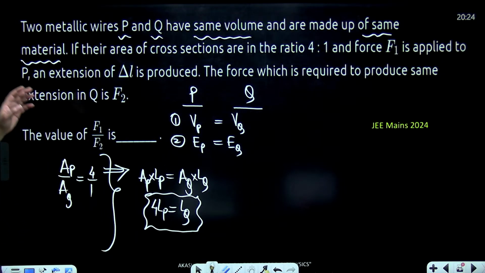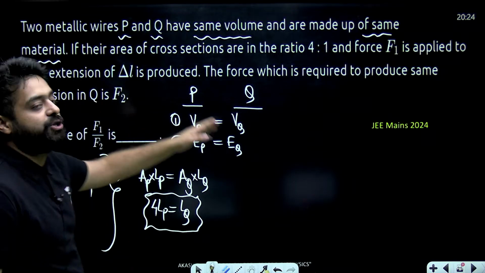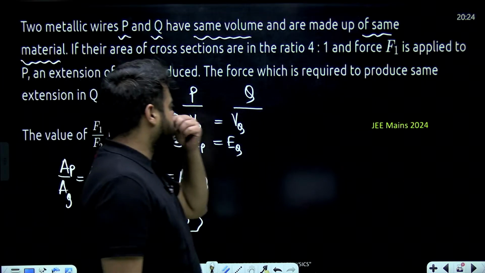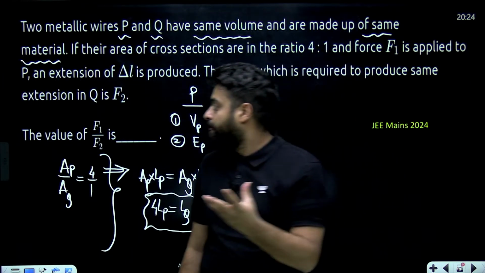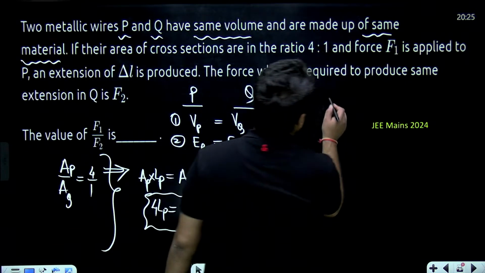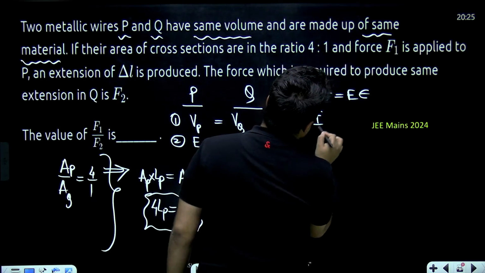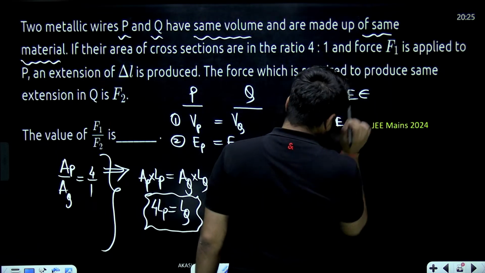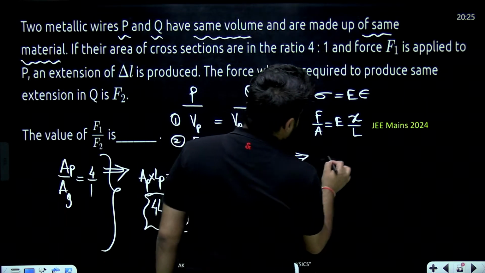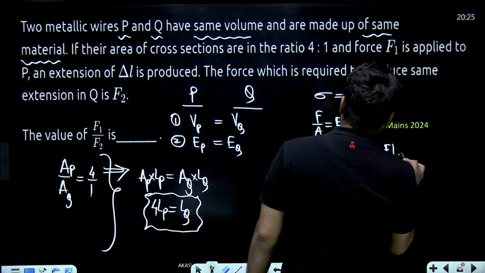And the force F1 is applied to P, and an extension of delta L is produced. The force which is required to produce the same extension in Q is F2. Then what is the ratio of F1 and F2? See, understand. They said that the extension should be the same. The delta L or the deformation should be the same. Can you tell me what this is? So stress is Young's modulus into strain. Stress is force by area, into E. The strain is what? Deformation by original length. So the deformation x, or you can say delta L, should be equal to what? FL by AE.